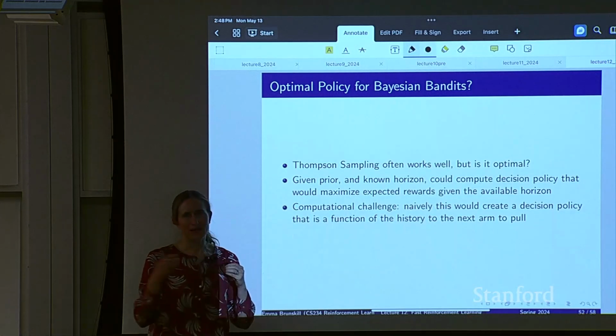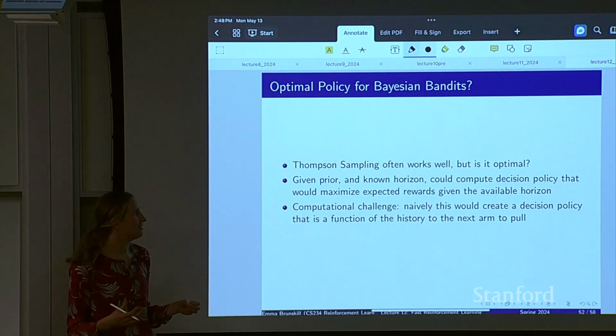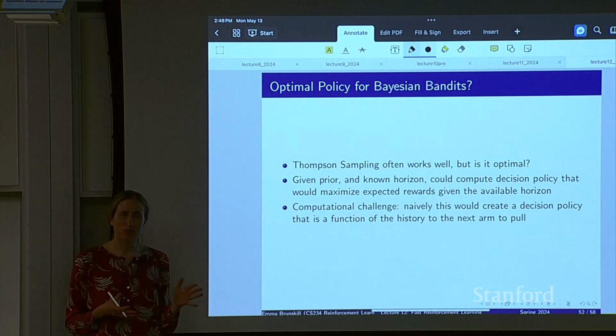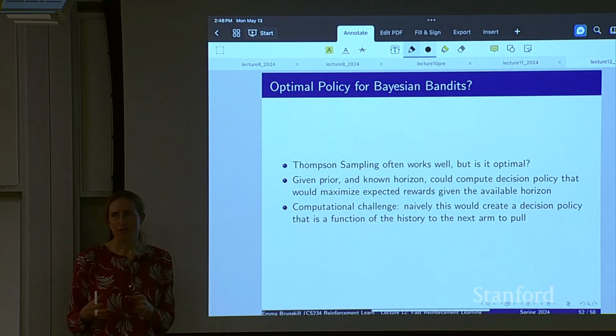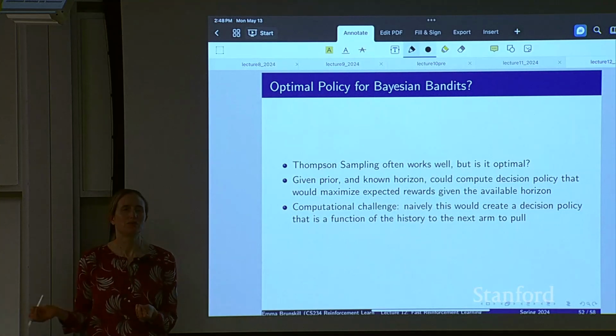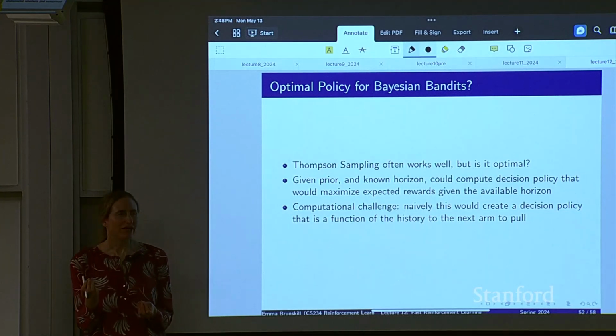You might imagine that if you have a prior and you have a known horizon, that you could compute a decision policy that would maximize your expected rewards given that prior and the horizon. I haven't, at least in this class, taught you all the tools you'd need to do that, but at a high level, you could think of it as kind of a Markov decision process over parameters, which is kind of wild. So if any of you have taken Michael Kochenderfer's class, actually, who's taken Michael's class?